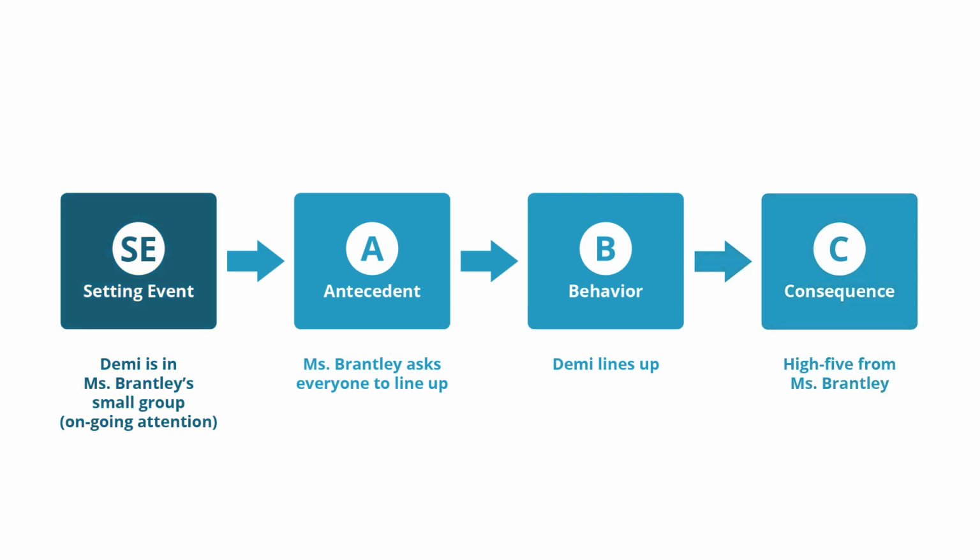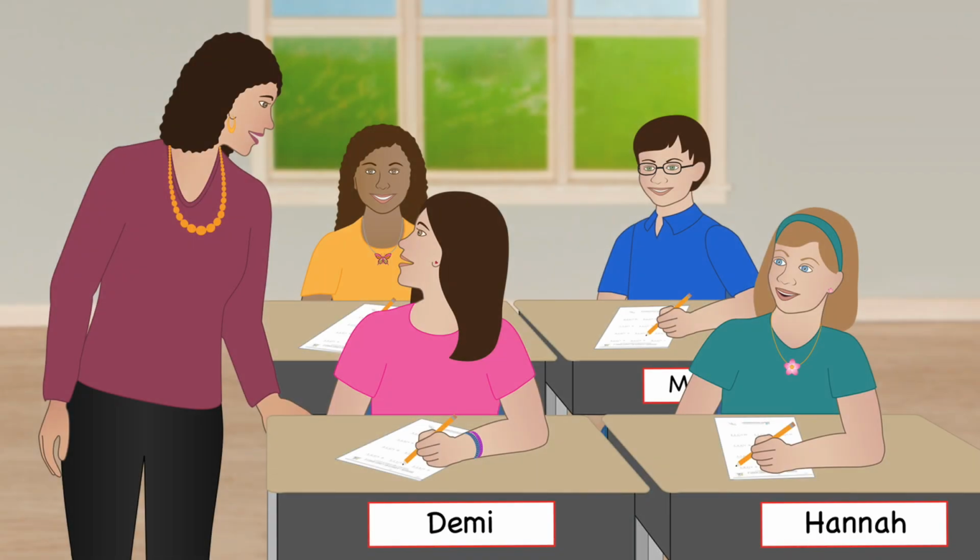The setting event is that Demi is in Ms. Brantley's small math group, and Demi is receiving attention during this time. This setting event, having Ms. Brantley's attention during math, makes the antecedent less likely to trigger the problem behavior.